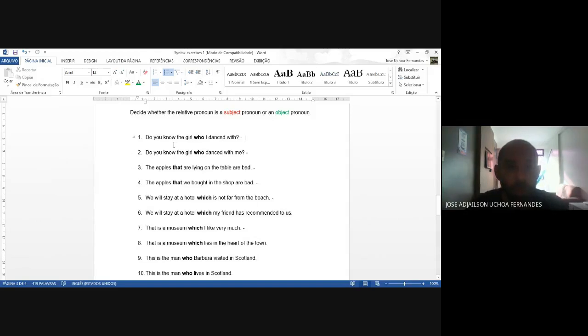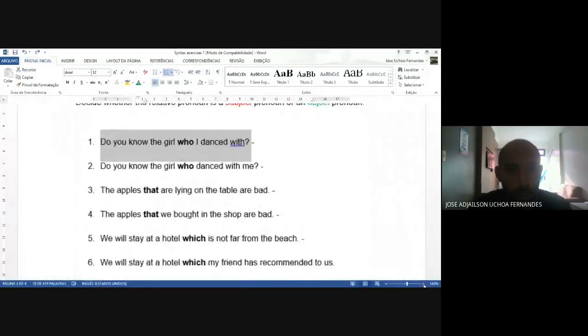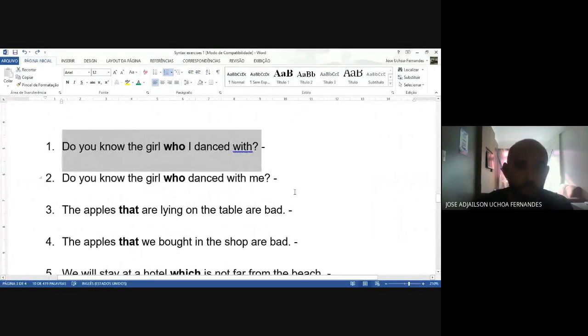Taking the first case, do you know the girl who I danced with? I want to know this who. What element in the sentence is the relative pronoun who referring to? To the subject or to the object? Well, first of all, let's find the subject and the object. And my question is, is it easy to analyze an interrogative sentence? What should I do?